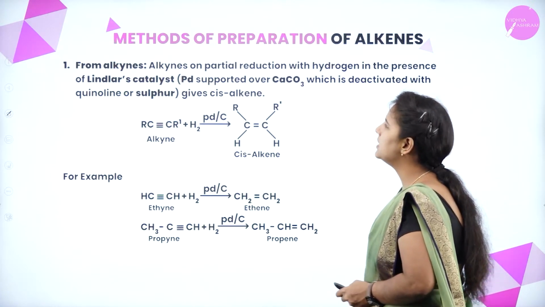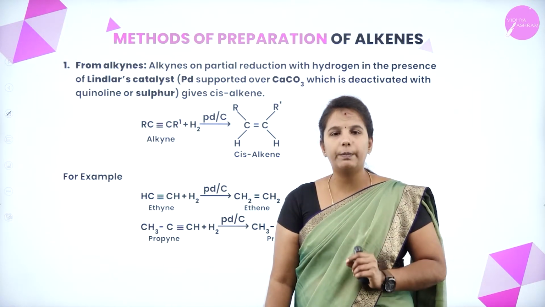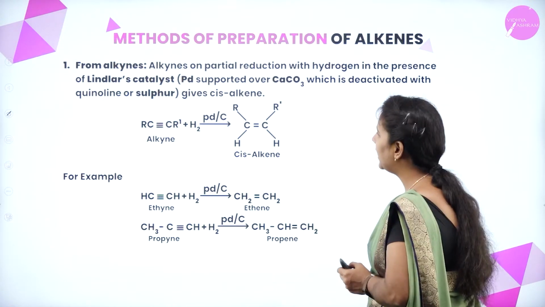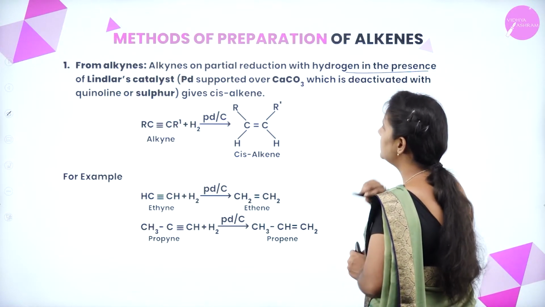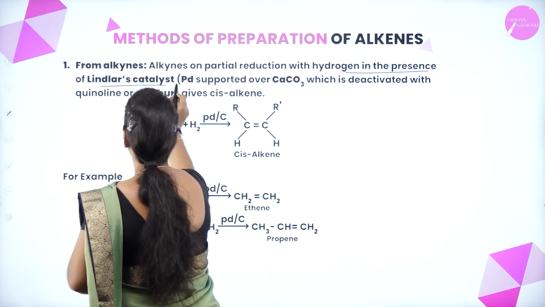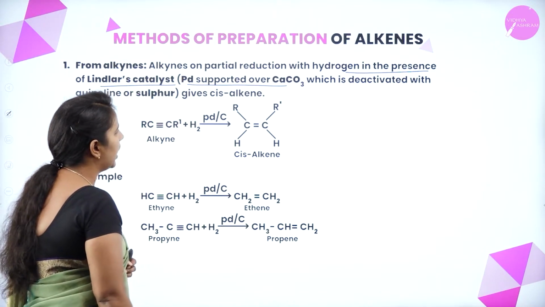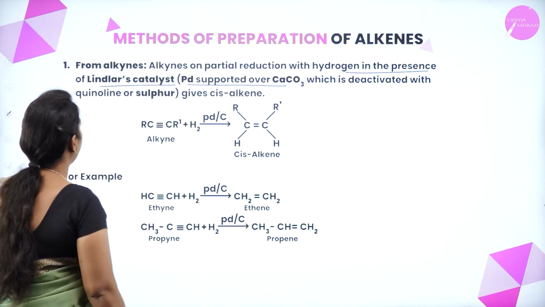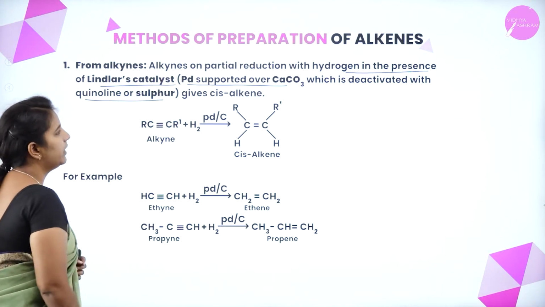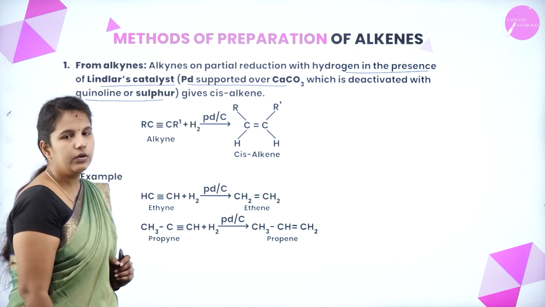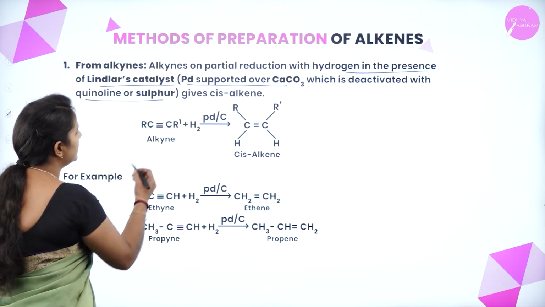So, the first method is from alkynes. By using alkynes, how do we prepare the alkene? Let's see now. Alkynes on partial reduction with hydrogen in the presence of Lindlar's catalyst, that is palladium supported over calcium carbonate, which is deactivated with quinoline or with sulfur, give cis-alkene. To give what? Cis-alkene.